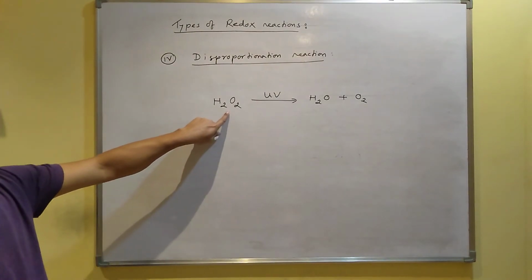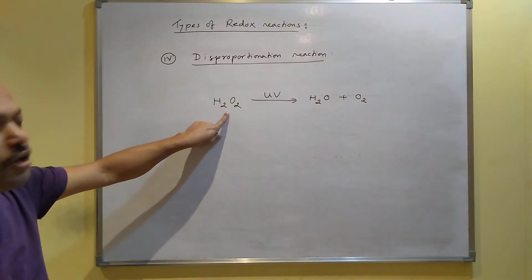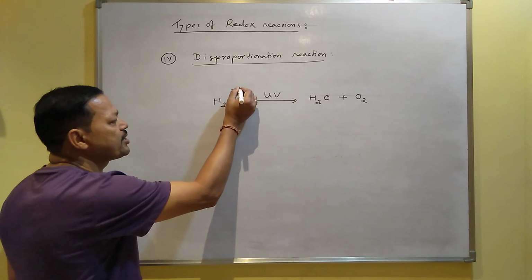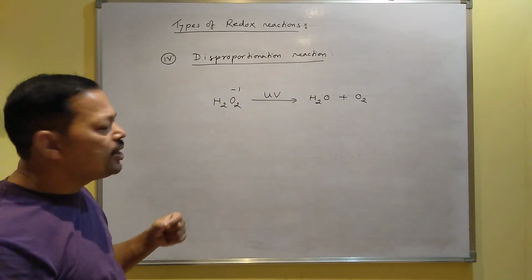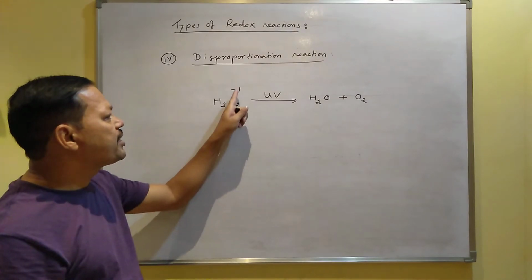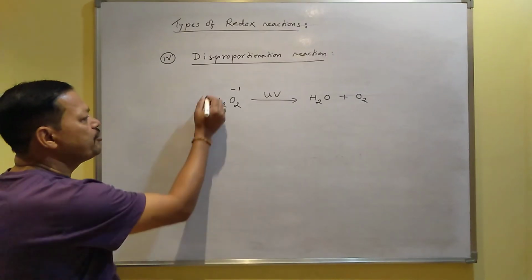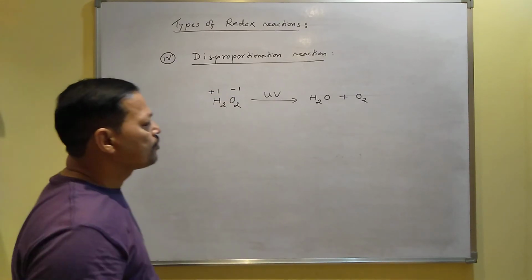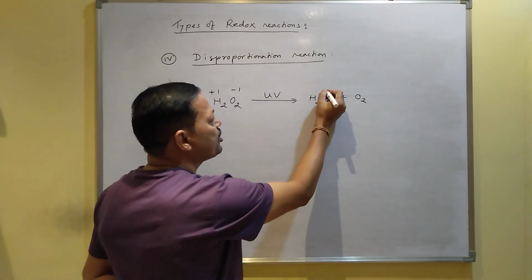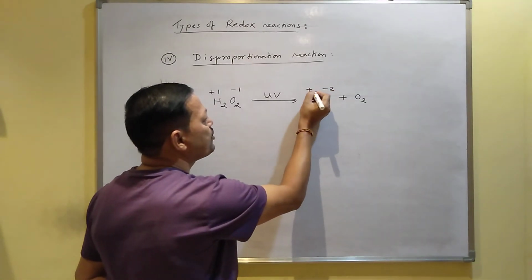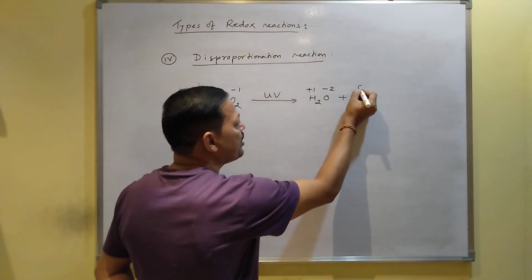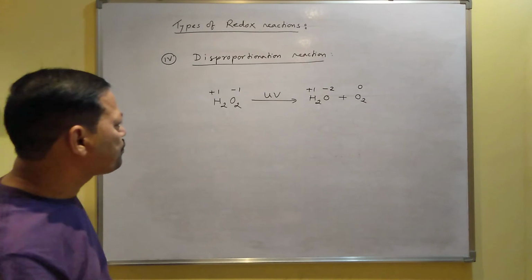The name of this compound is hydrogen peroxide. In the rule we have, in peroxide, the oxidation number of oxygen is considered as -1. Normally in a compound, the oxidation number of oxygen is -2. In peroxide it is considered as -1. And hydrogen is always +1. But this is water, it's a normal compound of oxygen. Here the oxidation number of oxygen is -2, hydrogen is +1. And this is a free oxygen molecule, that's why here the charge of oxygen is 0.